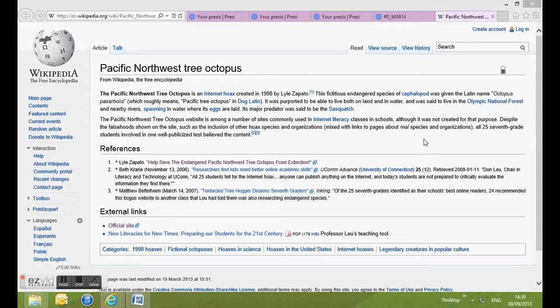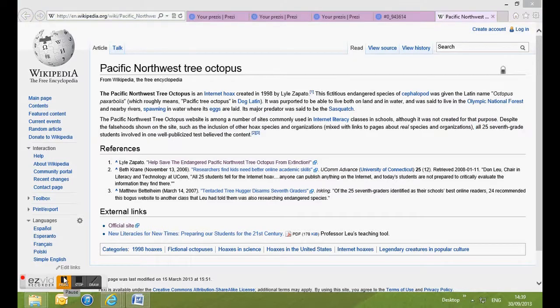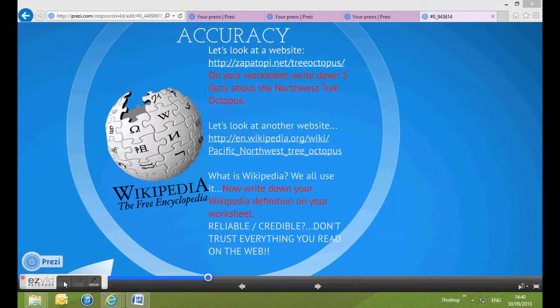I want to pay particular attention to the last sentence, and it says, despite the falsehoods shown on the site, such as the inclusion of other hoax species and organisations, all 25 7th grade students involved in one well-publicised test believe the content. That was really interesting. So what is Wikipedia? Write what you think the definition is on your worksheet for the next few minutes.